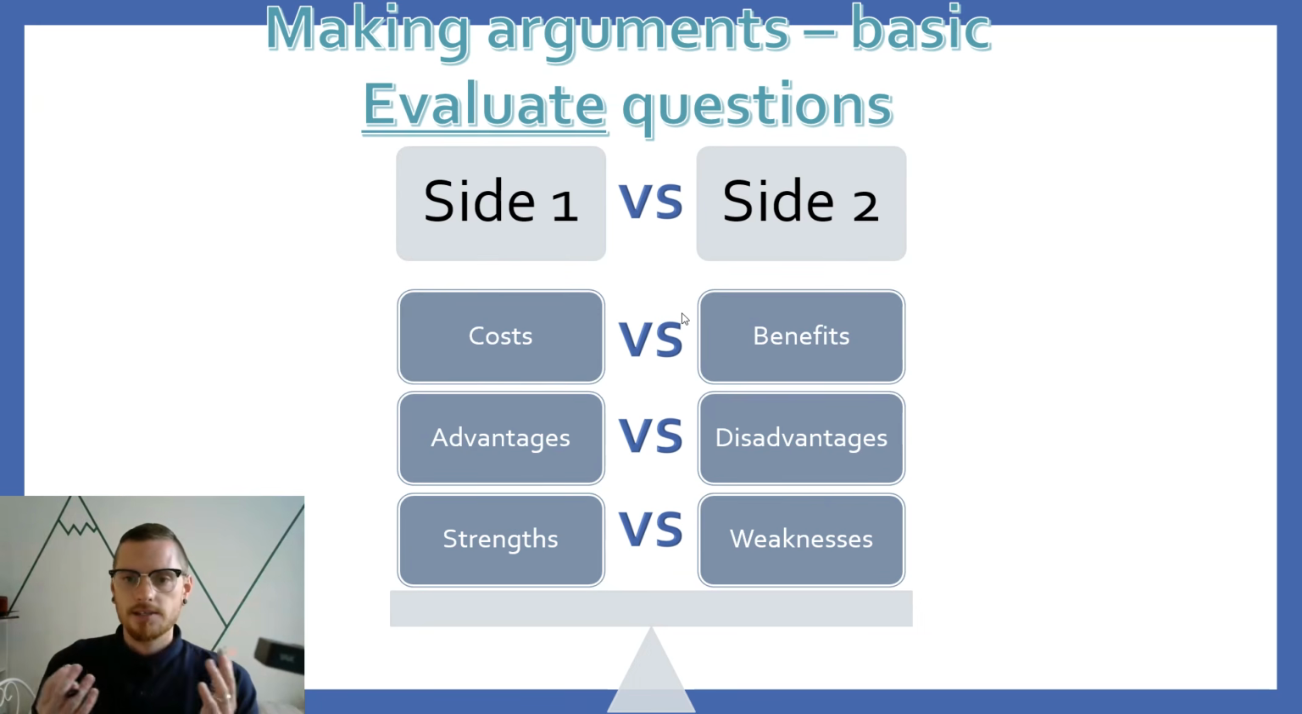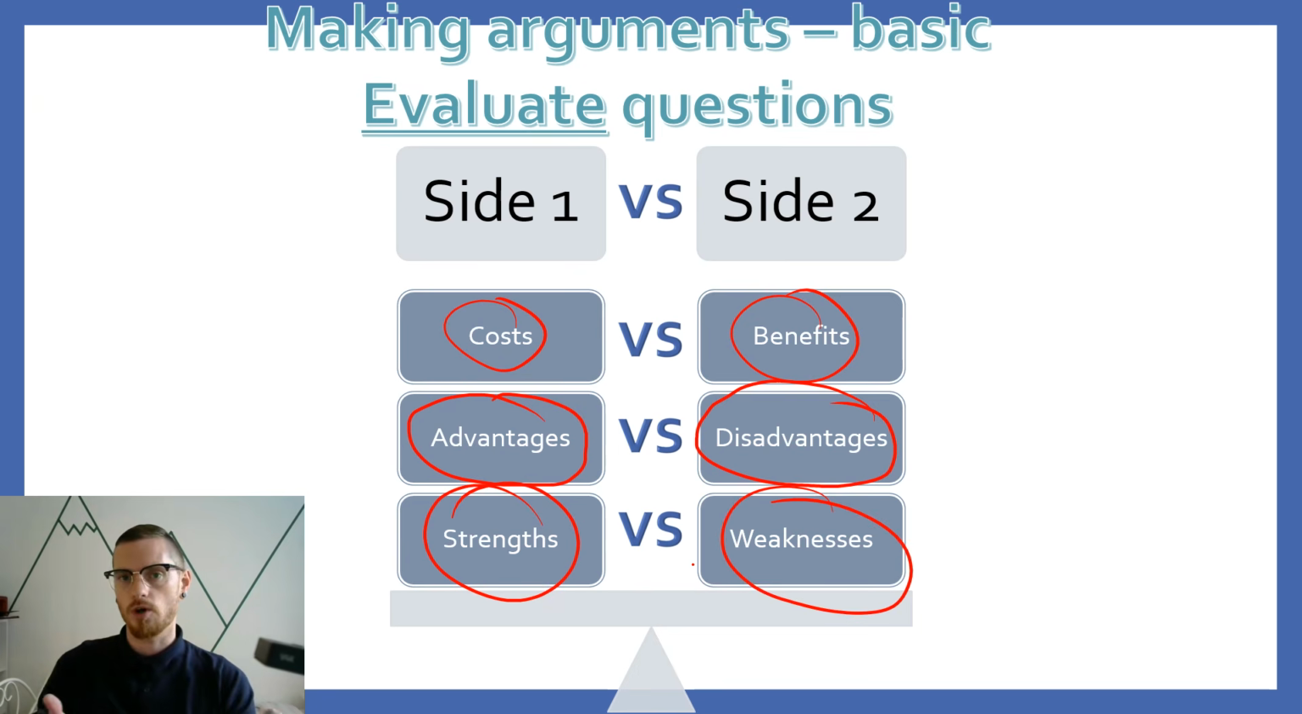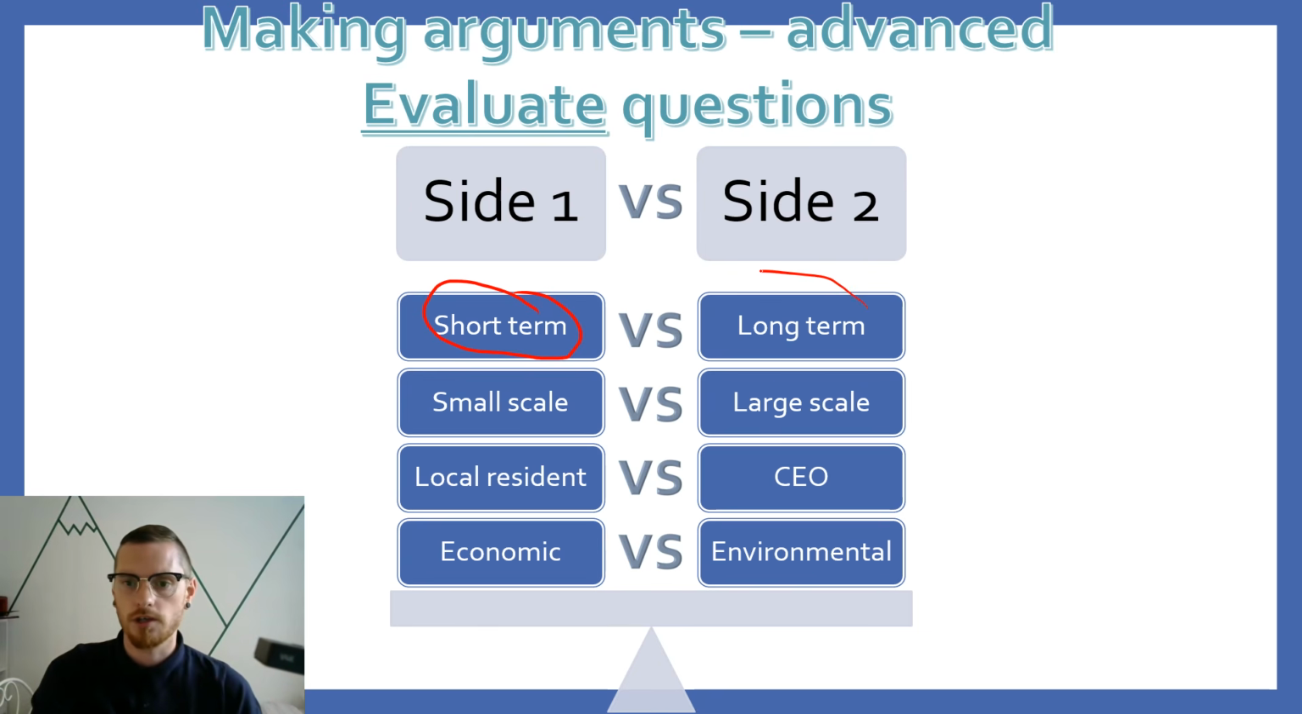Last 2 slides on evaluate, some ideas to make arguments. So what could your 2 sides of the argument be? Look at the question, and could you break it down into costs versus benefits? Or could you just break it down to side 1 is all about advantages versus disadvantages, or strengths versus weaknesses? Or, a bit more technical, what about looking at it in the short term, so maybe the days, weeks, months afterwards, versus long term, years, decades after. So short term versus long term. What about scale, right? Geographers, we love scale.